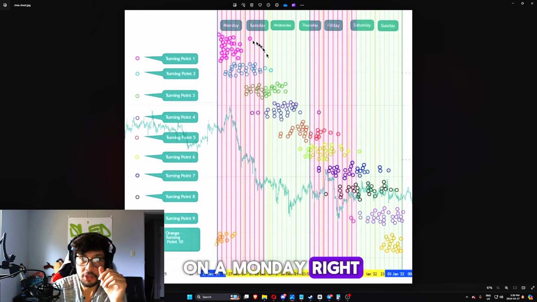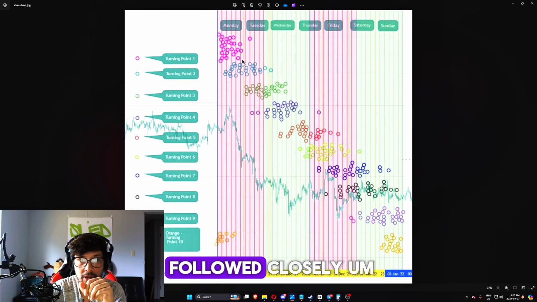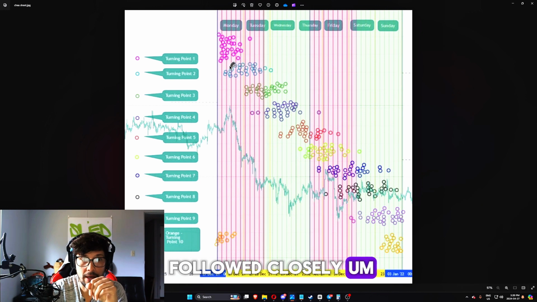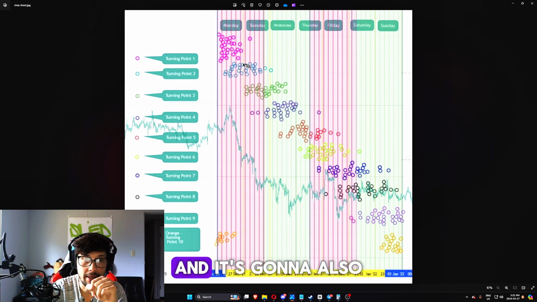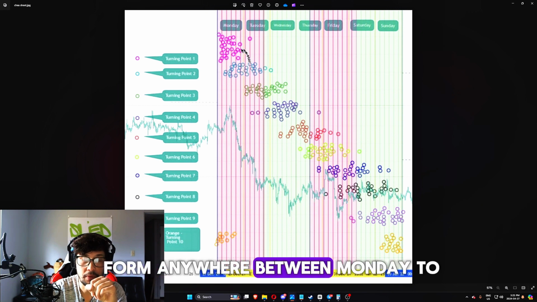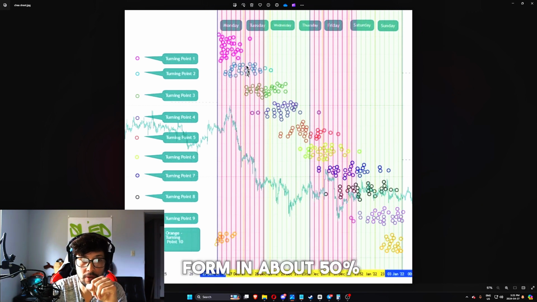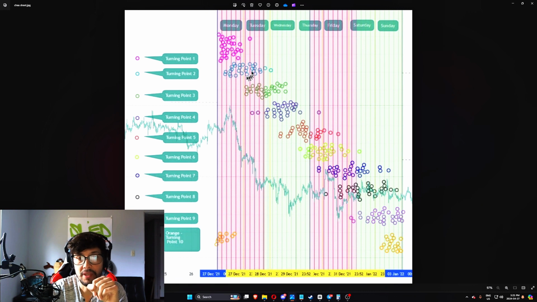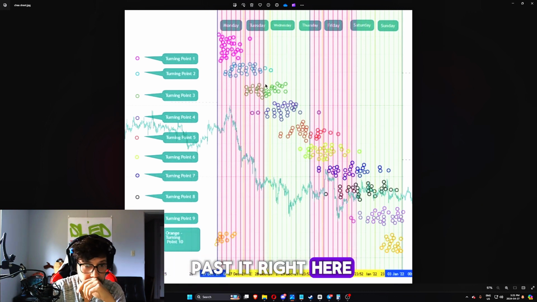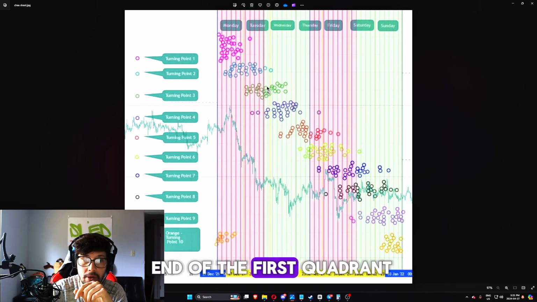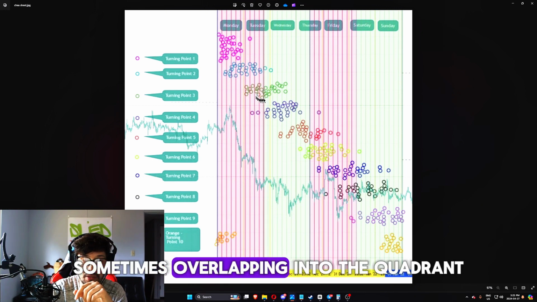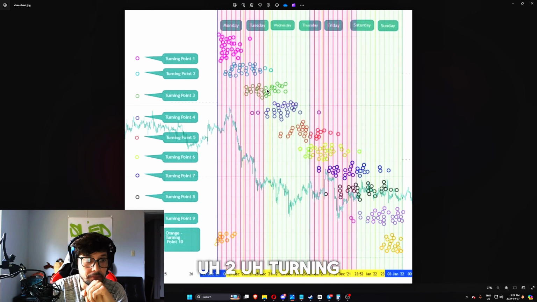On a Monday, turning point 2 is followed closely. The biggest cluster is right here, right after turning point 1. Turning point 1 is going to be the high, turning point 2 is going to be low, and it's going to form anywhere between Monday and Tuesday, in about 50% of the chart, sometimes a little bit past it. Then turning point 3 will form at the end of the first quadrant, sometimes overlapping into quadrant 2.